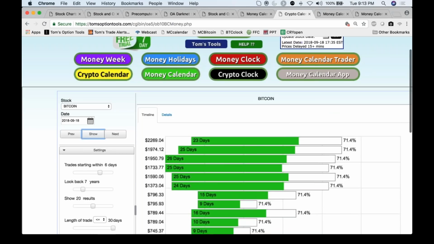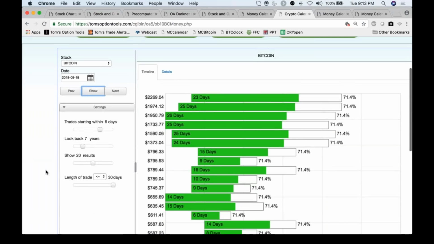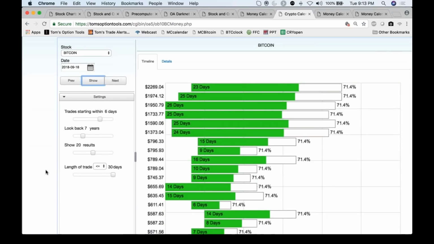We have a money clock and a crypto clock that actually dial this down to the actual day. What is the best time of the day to buy or sell these stocks and crypto coins? Okay, so this is all stuff that we look at in something we call money patterns. I've shown you a few money patterns. I've given you a couple of ideas on money patterns and on where the market may be looking to go.